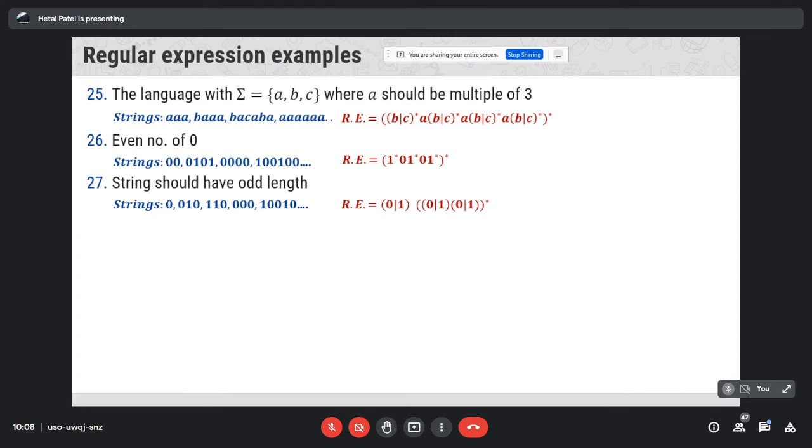You are designing, and you are near to the language, but still something is missing. That is, there must be odd length. So Dhwani, you're right, right? Annie, you'll be having the empty string, right? So next one after this, even length. From the previous one, you can easily design the even length.